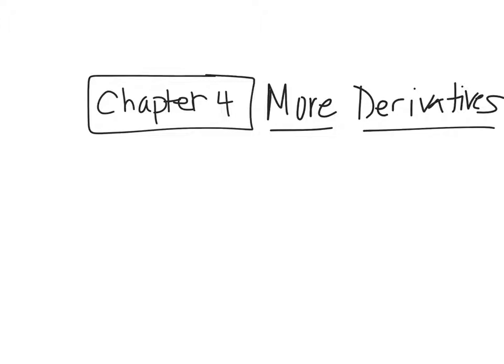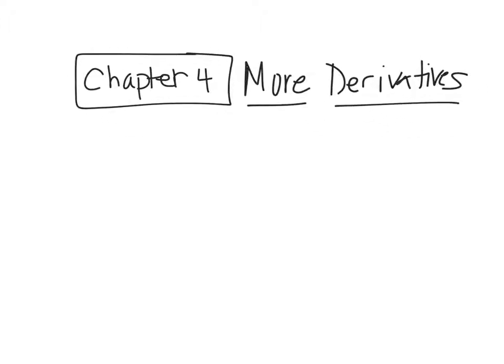So by the end of this chapter, you will be able to take the derivative of pretty much anything. Okay? So you know how to take derivatives, trig stuff, power rule, radicals, all that stuff. Now today we're going to learn a little something called the chain rule.